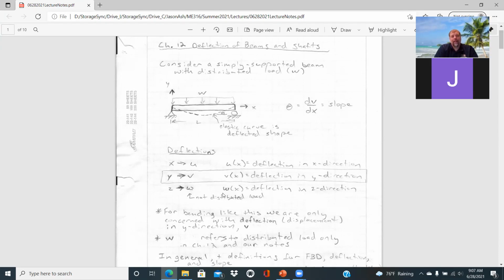And so this is not related to the distributed load at all. And that's just something to be aware of if you ever are looking at Roark's formulas for stress and strain, that their w terms in there are typically going to represent that deflection in the z direction. But just look at the context of how those expressions are being posed.